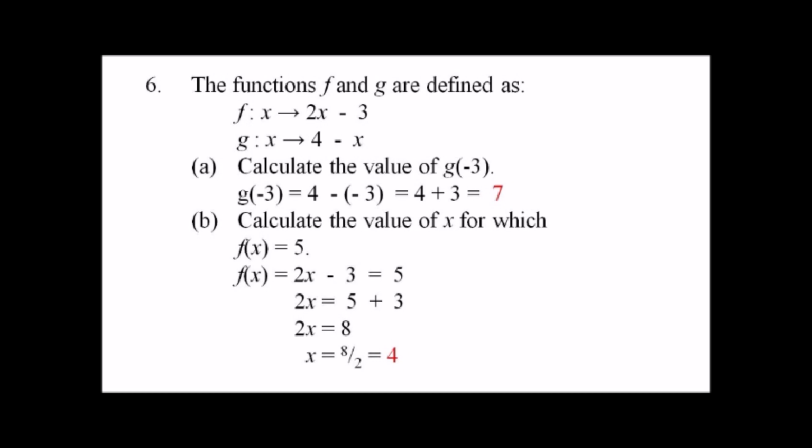And 6. We have to calculate the value of g of negative 3. Put in negative 3 into g of x, and you get 4 minus negative 3, which is 4 plus 3, 7. And then the value of x for which f of x is equal to 5. So put 2x minus 3 is equal to 5. Work it down, you get 2x equal to 8. So x is equal to 4.